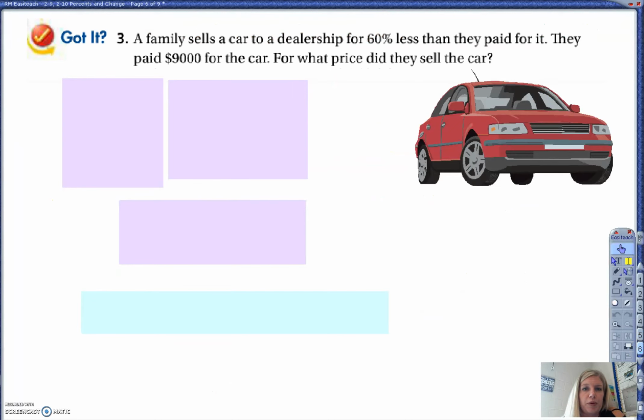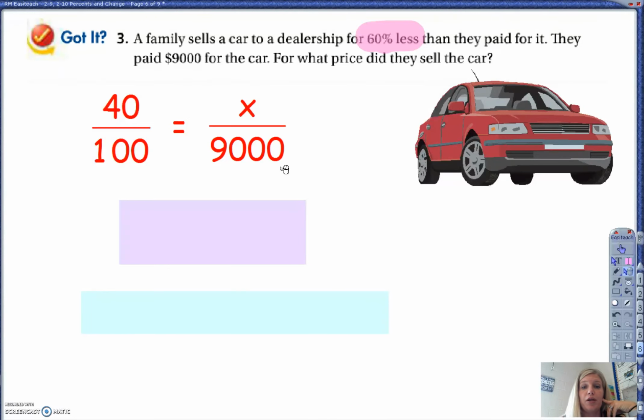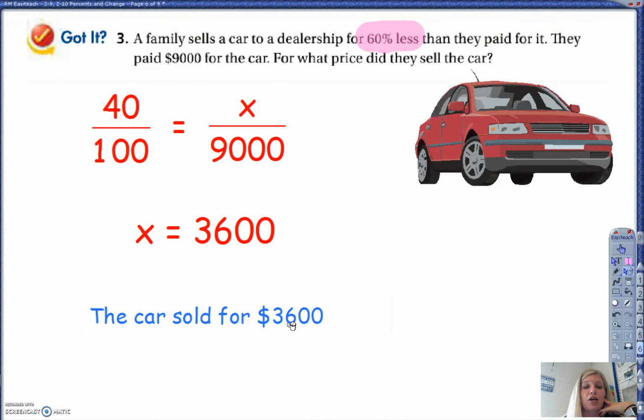Okay, another word problem. A family sells a car to a dealership for 60% less than they paid for it. Okay, we got to think about that. 60% less. So now you got to think about what percent are we using here? How much is left? They're selling for 60% less. They paid $9,000 for the car, so that's another number. Where are we putting $9,000? Is that the whole or the part? If 60% less, you're left paying 40, so 40 out of 100 equals X over 9,000, because 9,000 is our whole. Cross products, solve. We get the car is sold for $3,600.